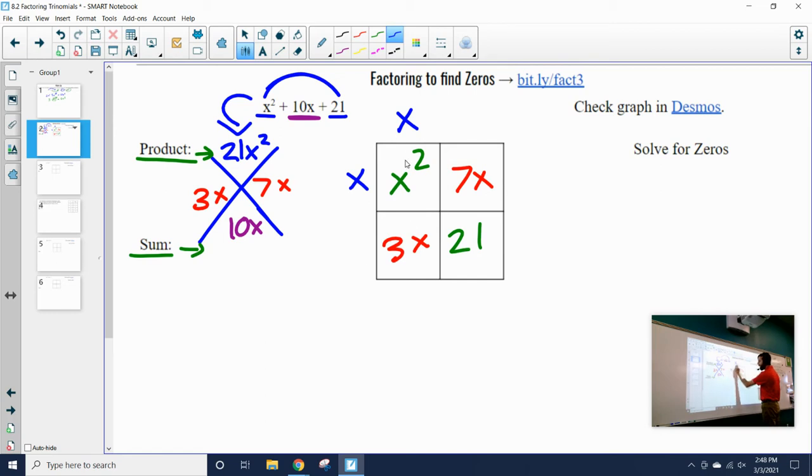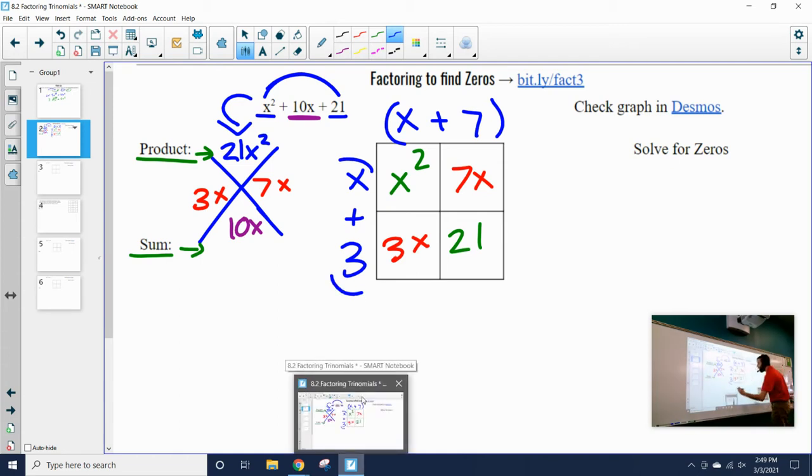X times what number creates 3x? Well, x times 3 creates 3x. X times what number creates 7x? X times 7 creates 7x. And 3 times 7 creates 21. So we're just doing that box method, the same idea we were doing the other day, but we're doing it backwards. And this here is giving me my two factors. It gives me my factor of x plus 7, and it gives me my factor of x plus 3.